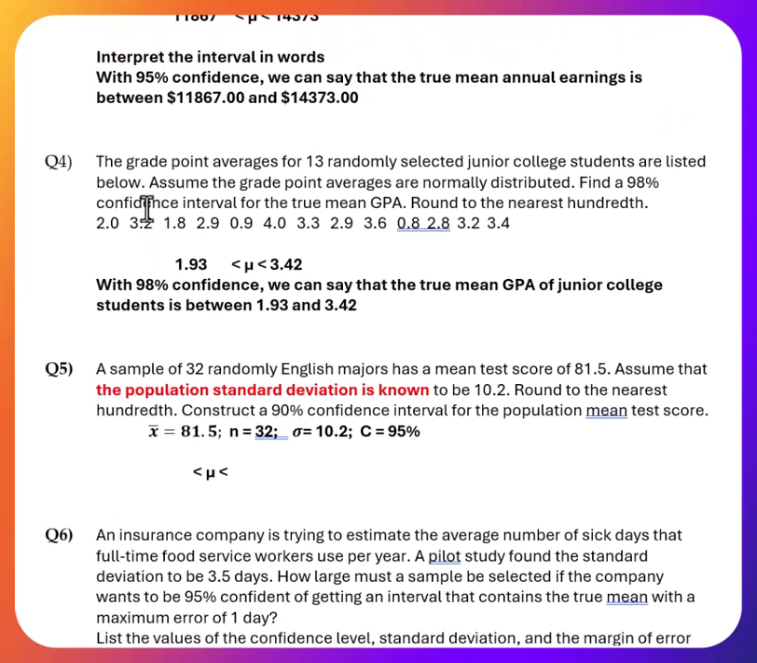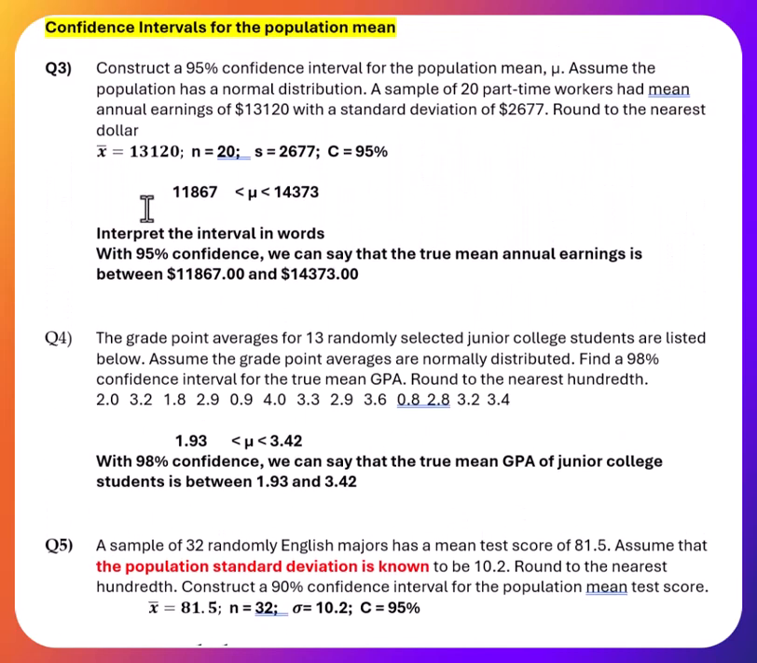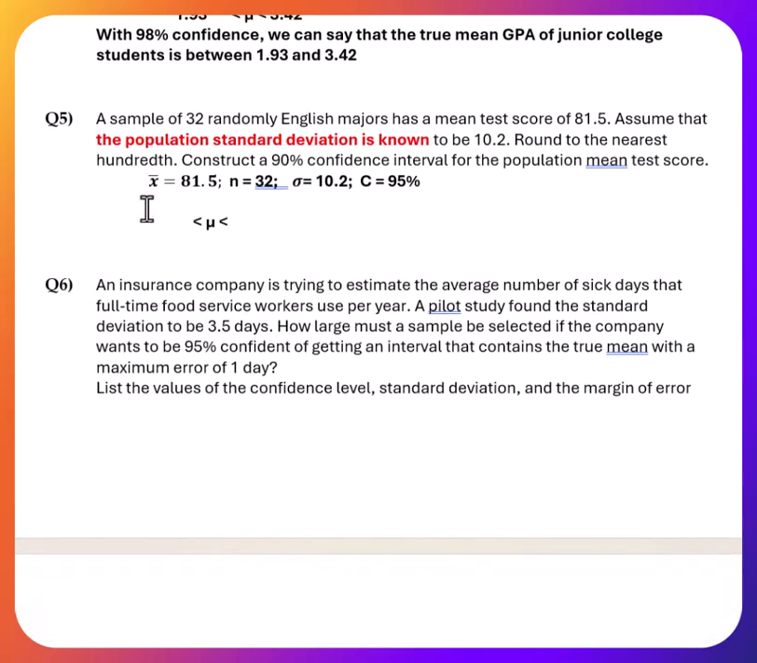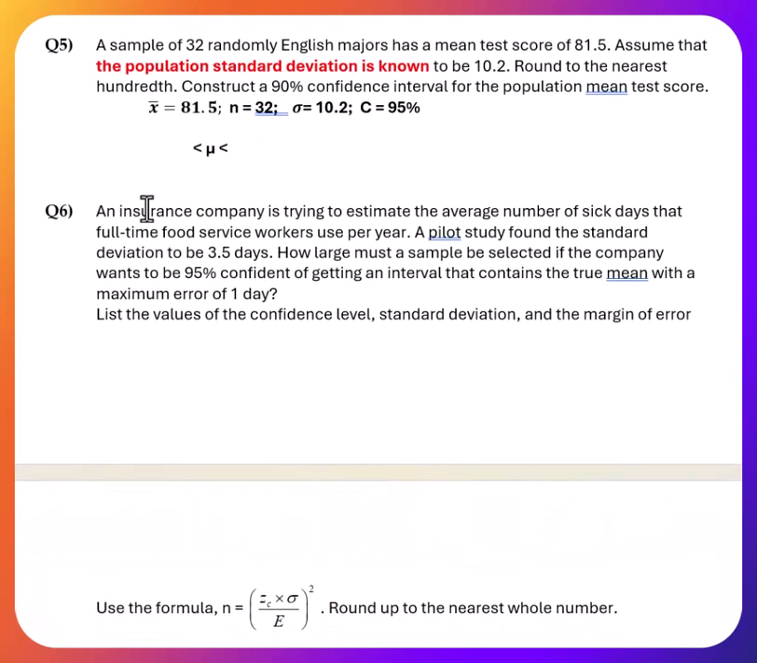So we learned how to use the t-stats in question 3 and in question 4. Let me show you question 5, which is a unique case here. A sample of 32 randomly selected English majors has a mean test score of 81.5. Now look at what he says here. Assume that the population standard deviation is known to be 10.2.